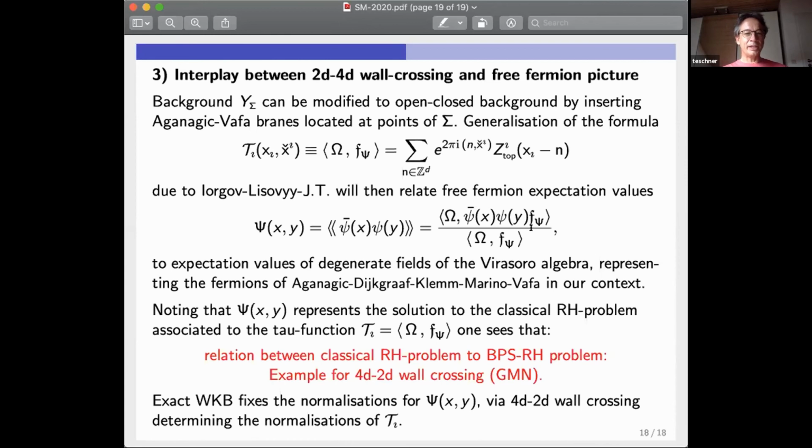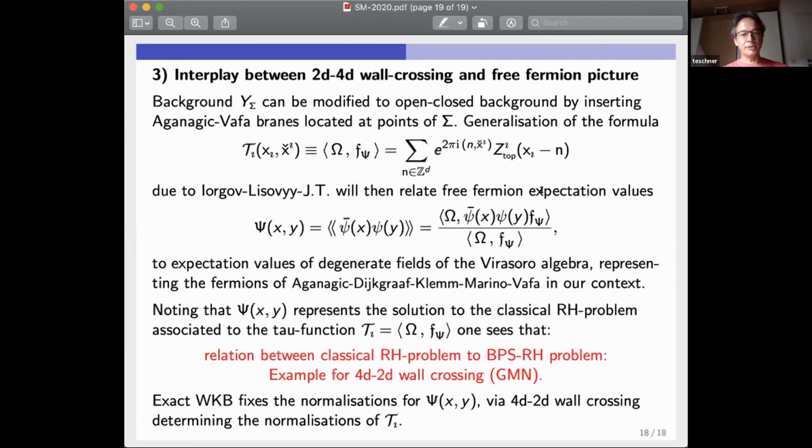So what I can say is, first, we do have already a generalization. Here we stay in this class of geometric engineering examples, but here you have the starting point to go 5-dimensional or go toric. The point is that there is a generalization of this formula on the level of the tau function, where you then consider free fermion expectation values. They have a similar representation, where what replaces the thing on the right-hand side would be expectation values of degenerate fields of the Virasoro algebra.